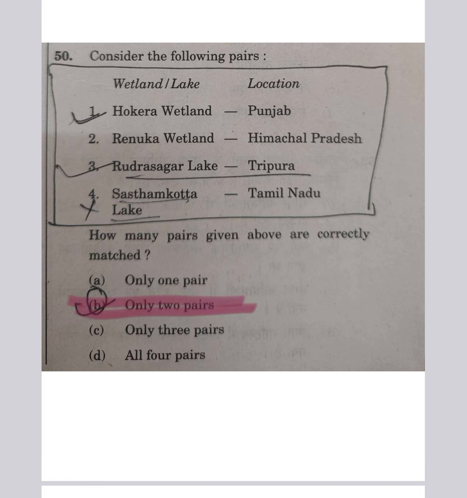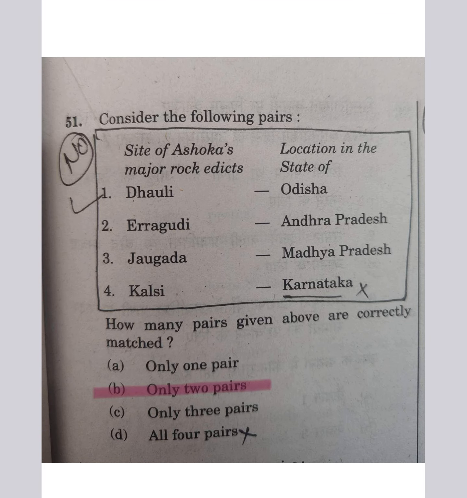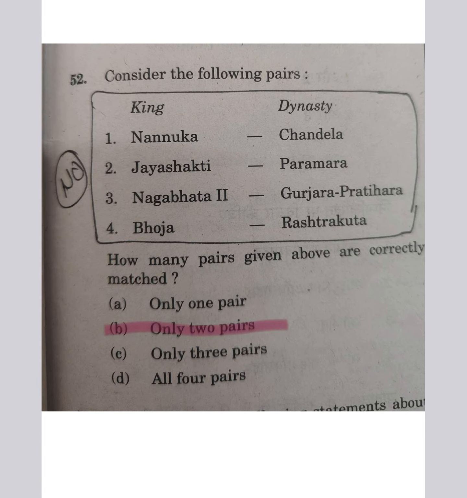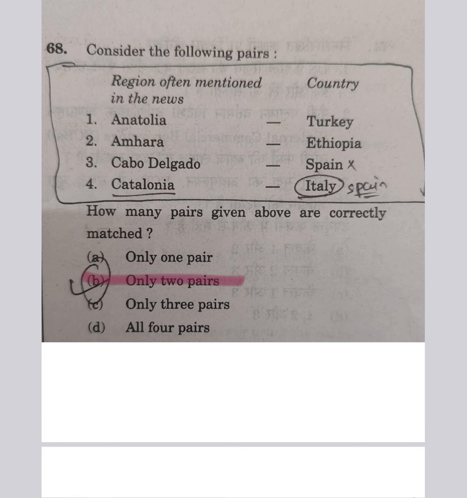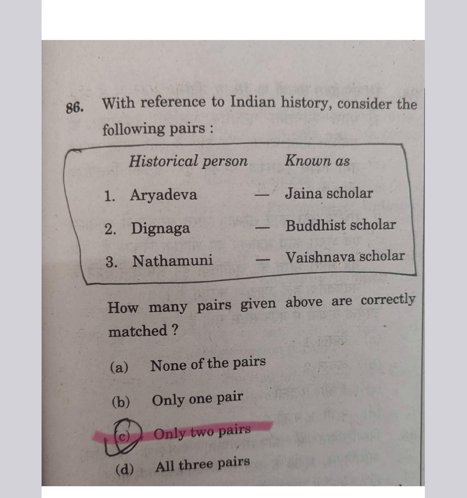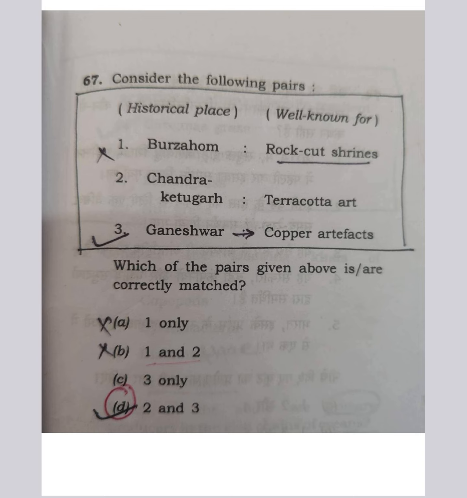So this is the question. I think it was the hardest question at that time. This is also only 2 pairs are correct. See, this is a pattern. So there are only 2 pairs correct here. Here also. Now here this pattern fails.